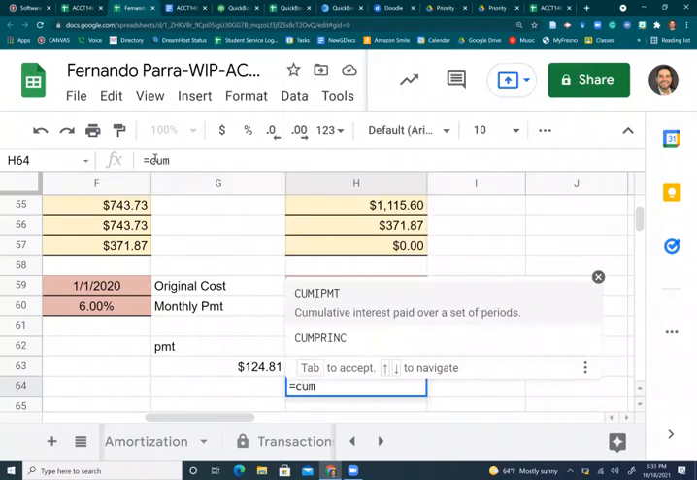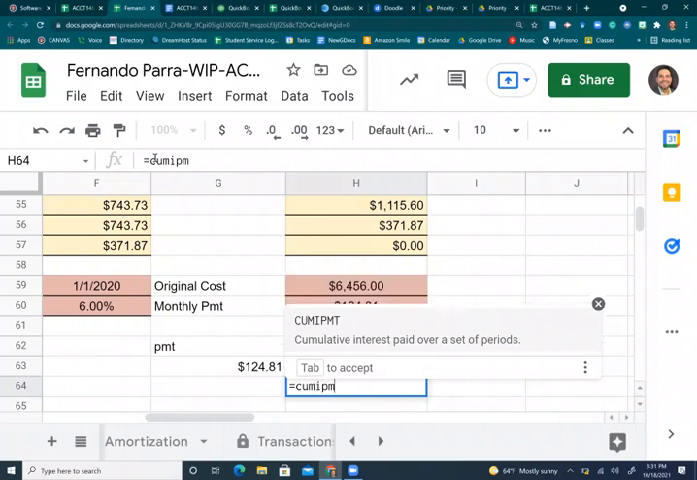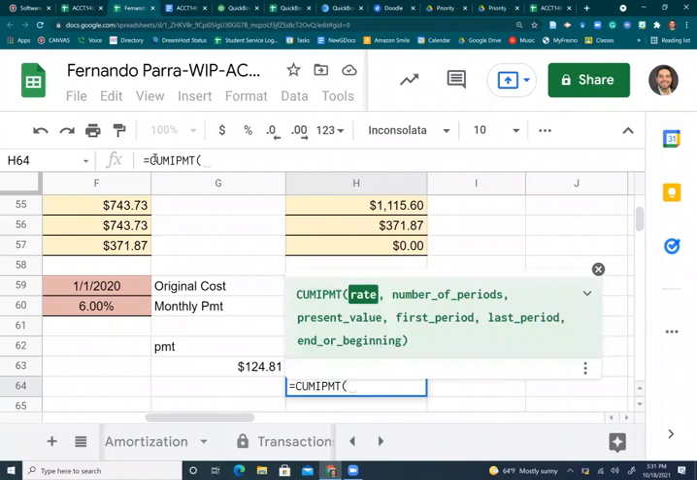formula, cumulative interest paid over a set of periods. That's cumulative IPMT, interest paid. CUMIPMT. Right? Cumulative interest paid. Then I open the formula, and what do I get? Since we all know how to use Excel now in Google Sheets, we immediately go to the show me how, because I don't remember the order of the stuff.